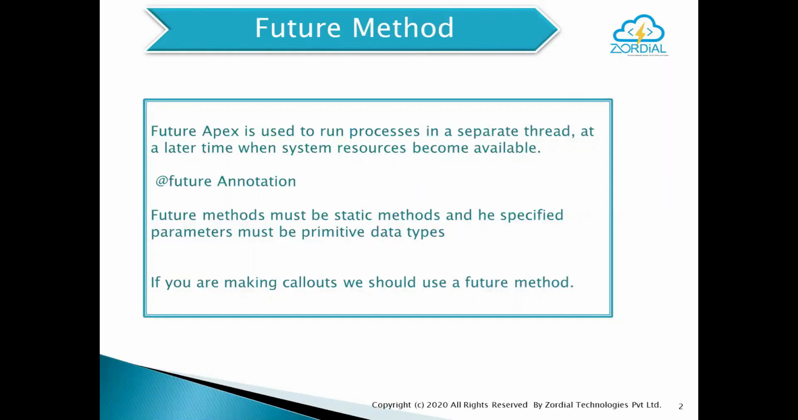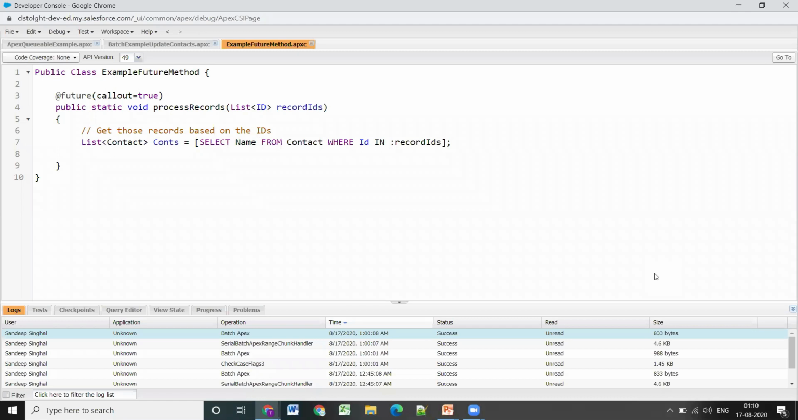The future method is a process that can be executed asynchronously. Because it is an asynchronous process, it will not be a part of the main execution from where it is getting called. To define this method, we need to use the @future annotation. This method would always be a static method, and it only allows primitive data types as parameters. And if we talk about the utilization of the future method, generally for making any callout, we can use the future method. So let me show you an example of future method.